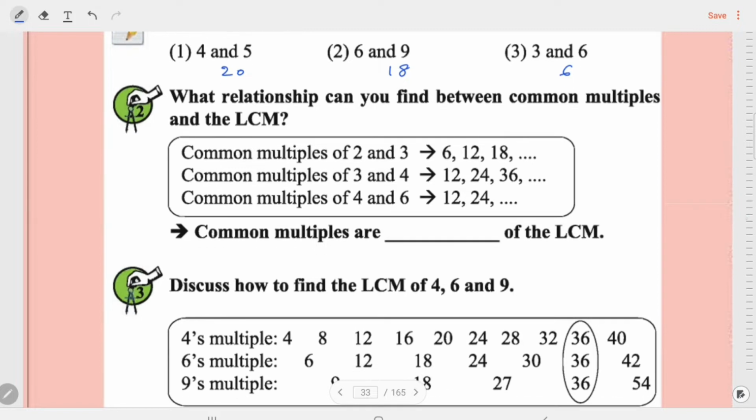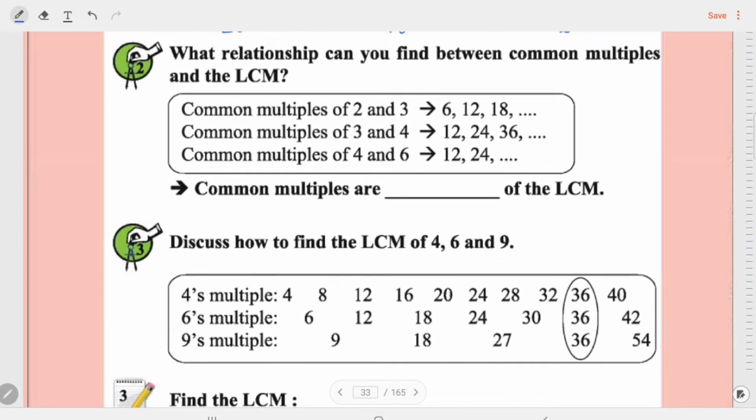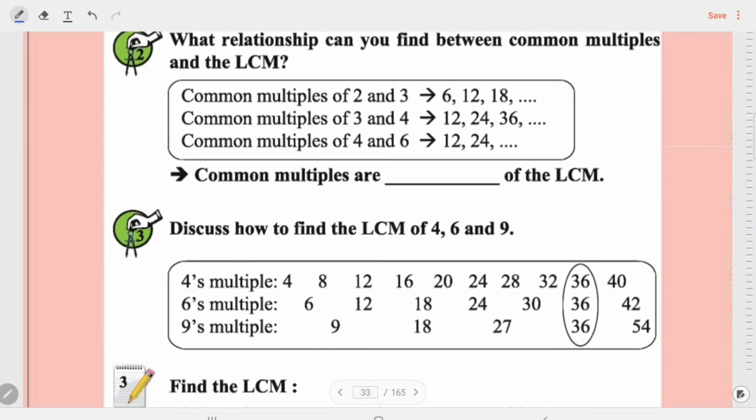What relationship can you find between common multiples and LCM? Common multiples of 2 and 3 are these, right? But what is the LCM? Least common multiple, that is the first one, and here also it is the first one. So common multiples are multiples of the LCM. So multiples of the LCM, that we can fill in, right?